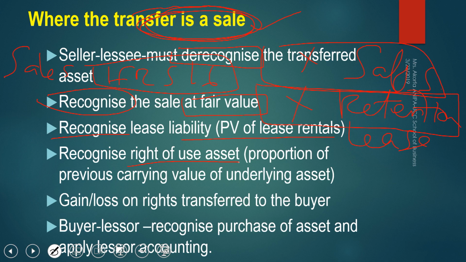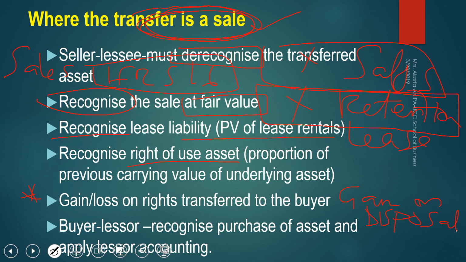So when you do that, you can recognize a gain on the rights transferred to the buyer because part of the asset will be sold, and the part that is sold is a disposal. So there will be a gain or loss on disposal. So the element that you sell, you will get a gain or loss on the disposal.